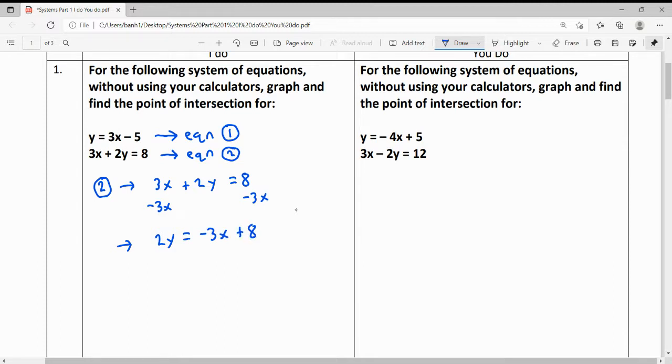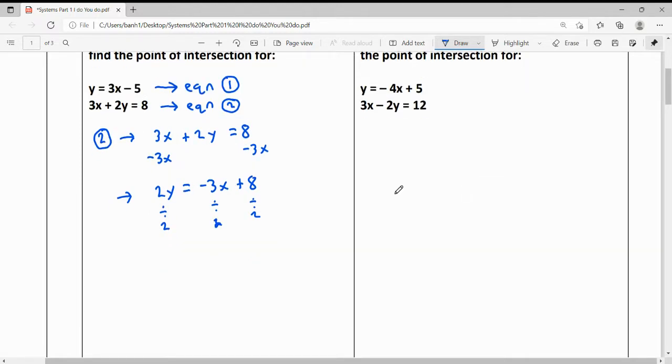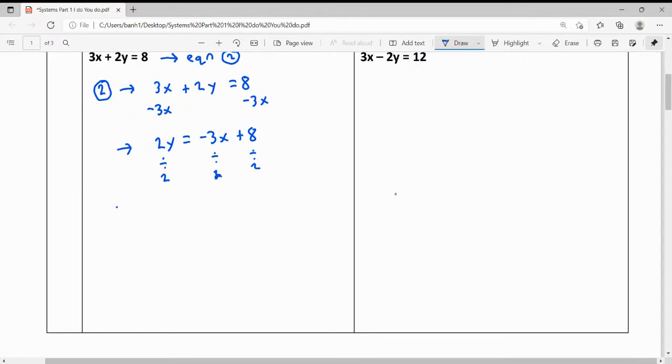Now I'm left with 2y, but what I really want is y. So I'm going to divide everything by 2. The reason I divide everything by 2, instead of just dividing once on the left-hand side and the right-hand side, is because, remember, when you multiply and divide, you have to do it to every term, as opposed to adding and subtracting. When I divide everything by 2, I have 2y divided by 2, which leaves me with y. Negative 3 divided by 2, well, I can't reduce that, so I write it as negative 3 over 2, x. And now 8 divided by 2.